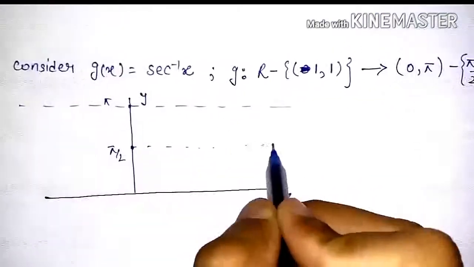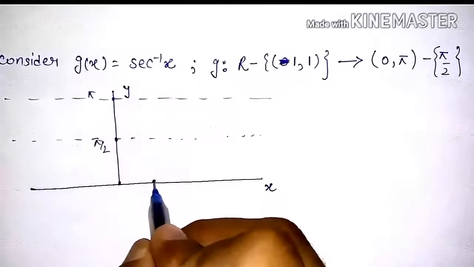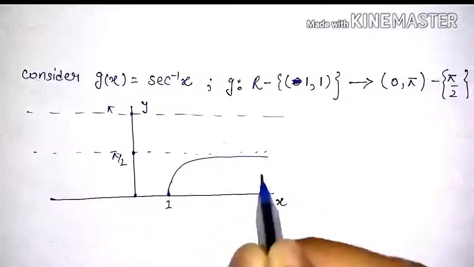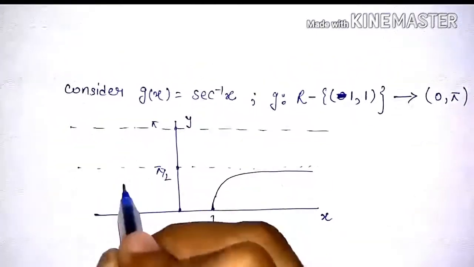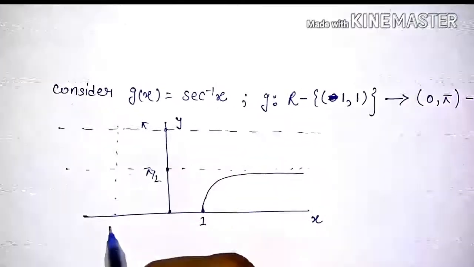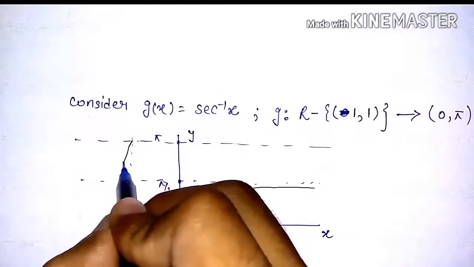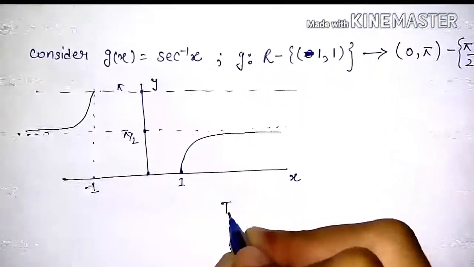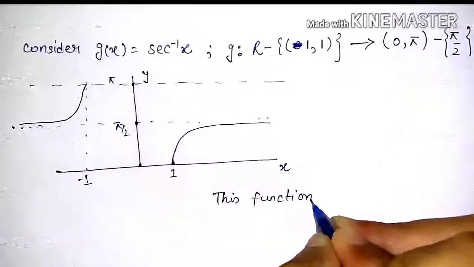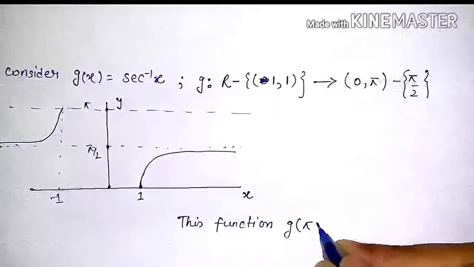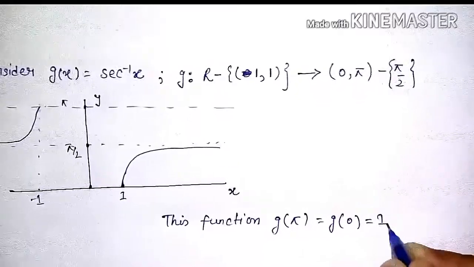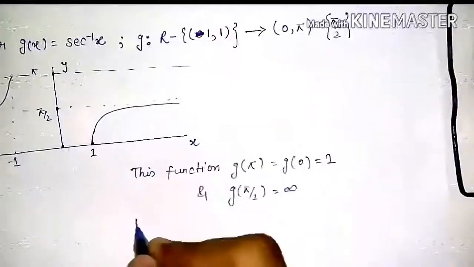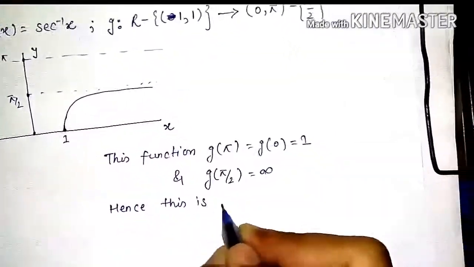π, -π/2, 1. Something like this. As we see, at point 0 it has value 1 and at π it has value -1. Hence, this is not defined at -π/2. Hence this is an inverse function of sec x.